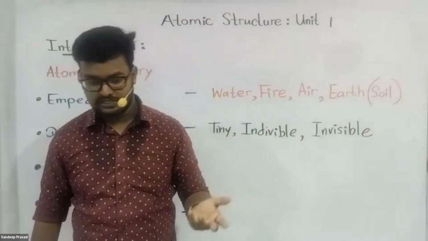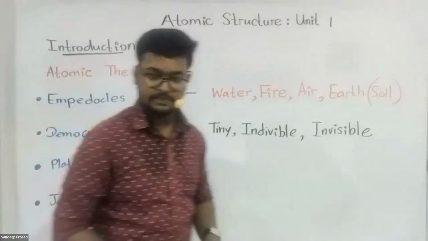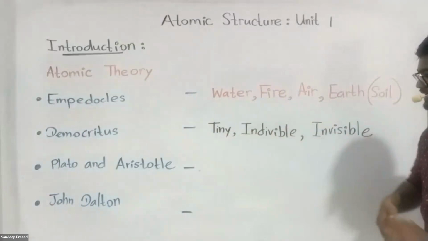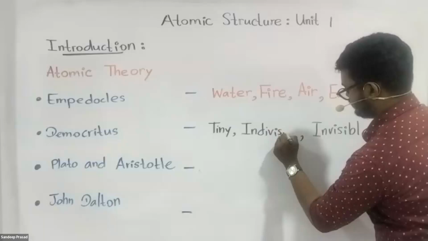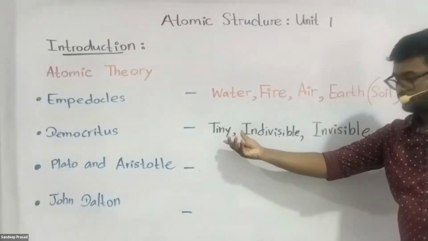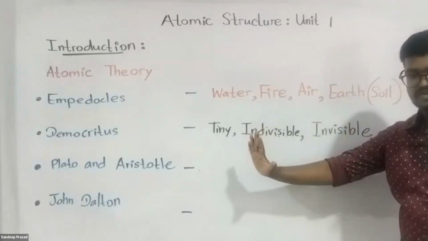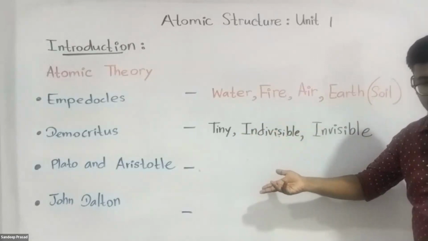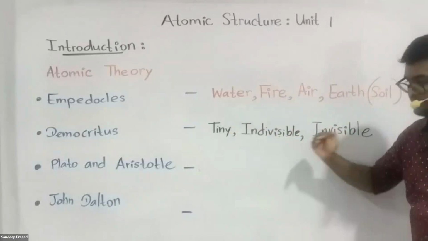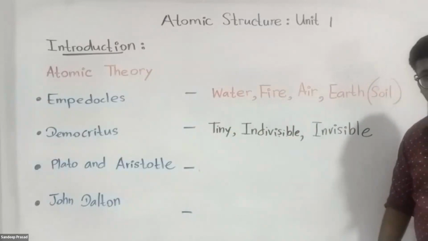So therefore, his concept is almost correct: tiny, indivisible and invisible particles. Tiny means very small. Indivisible means we cannot divide that one further. Invisible means we cannot see that one. That's correct. So Democritus said that everything around us, that means the matter, is made by tiny, invisible particles.